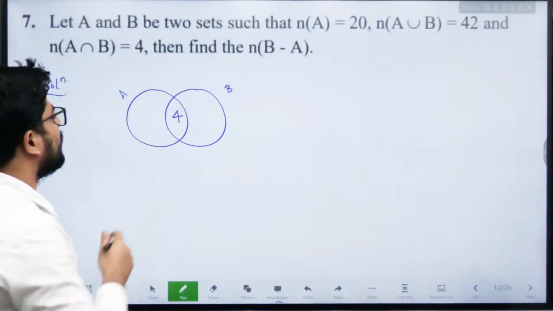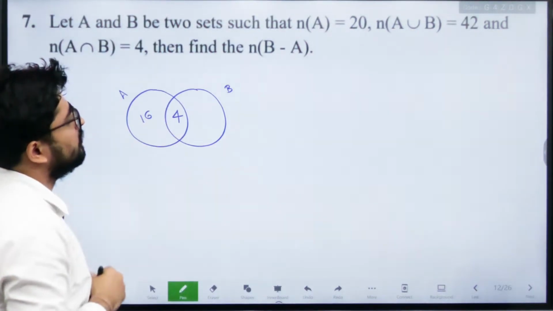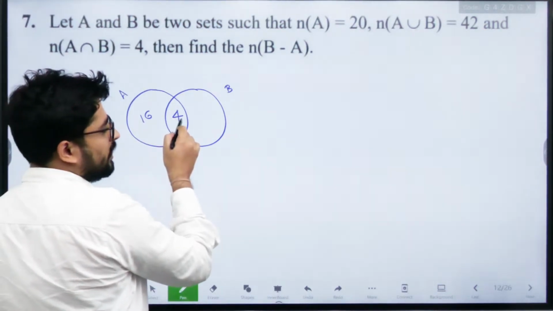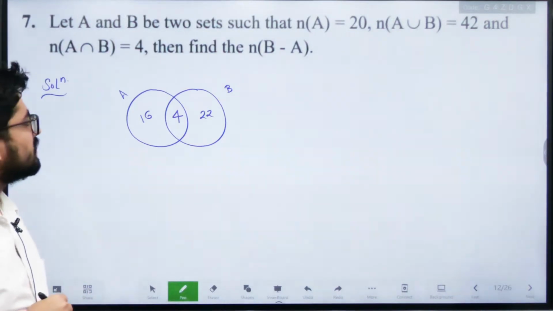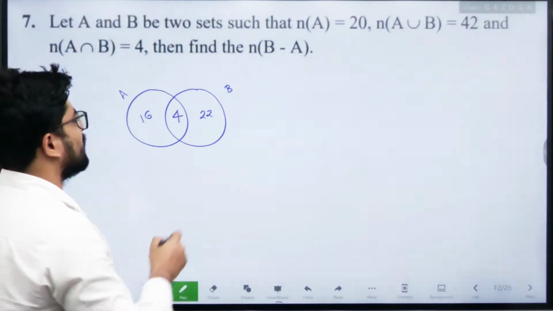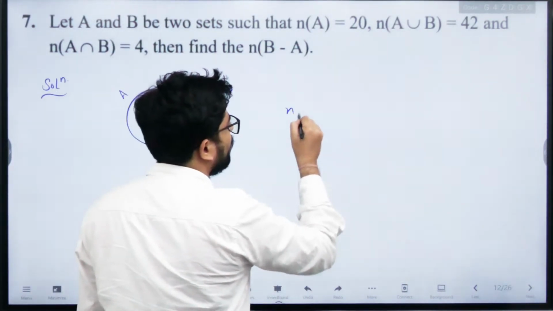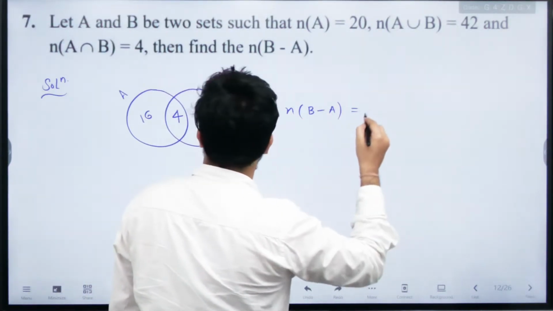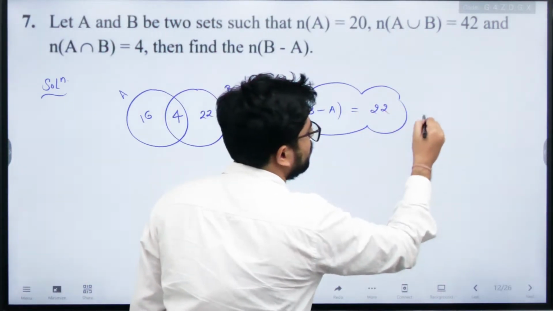Next, n of A is 20, so 4 we already have in A, so the remaining are 16. Now A union B contains 42 elements, so 16 and 4, 20 we already have, so it means we have 22 elements here. So we have to find n of B minus A, the number of elements in B minus A. So this is the portion B minus A. So the number of elements in B minus A is equal to 22. That's the answer.